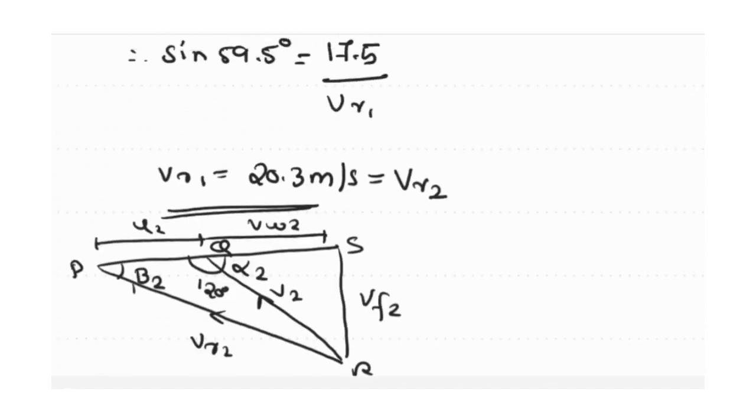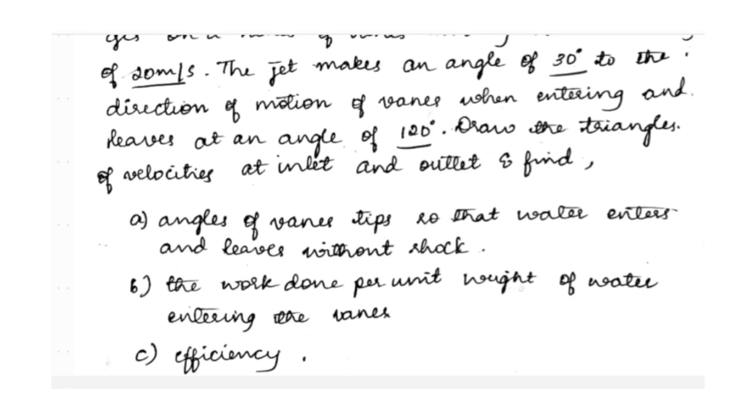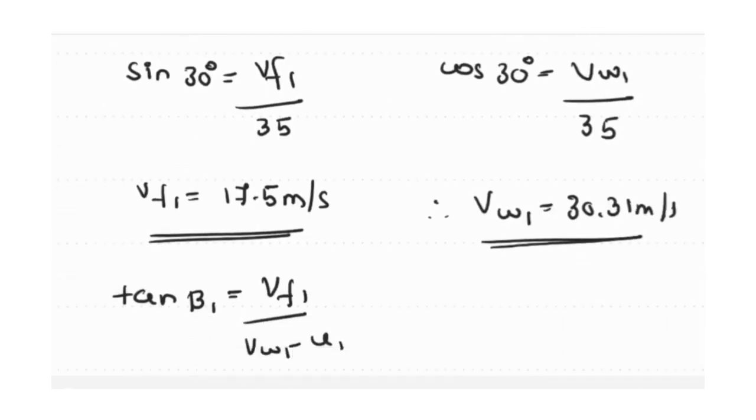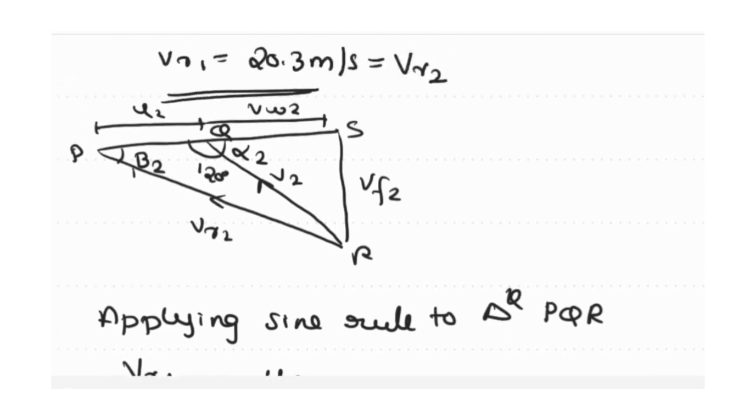Next we should calculate the work done per unit weight of water. So not work done per second; we have to calculate work done per unit weight. For that we need VW1 and VW2. VW1 you have calculated. Similarly we should calculate VW2 from the outlet triangle, that is this portion.